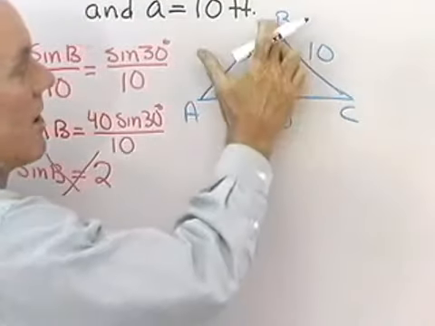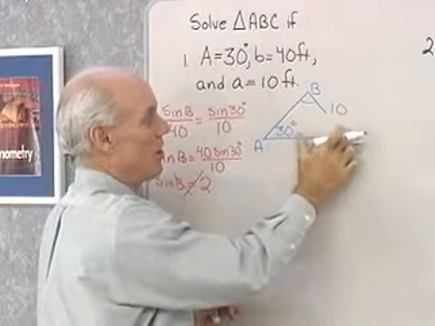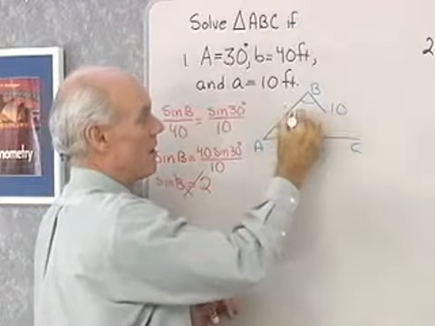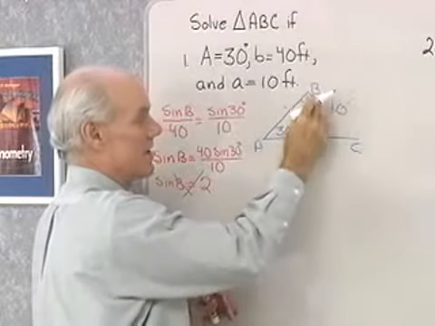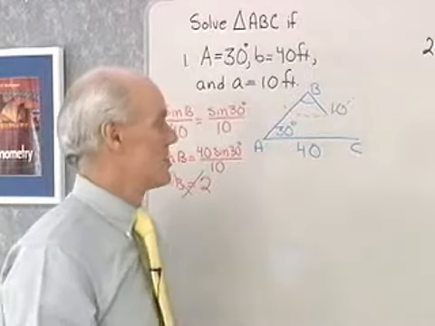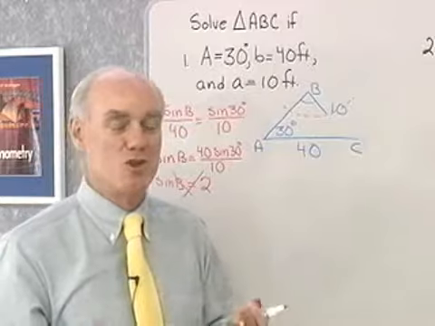And here's what's wrong. This side A right here of 10 is so small compared to this angle and this side that no matter where I put it, like this, I can never reach this side right here. So no triangle fits this description. So this is one case of the ambiguous case in which the given information yields no triangle.